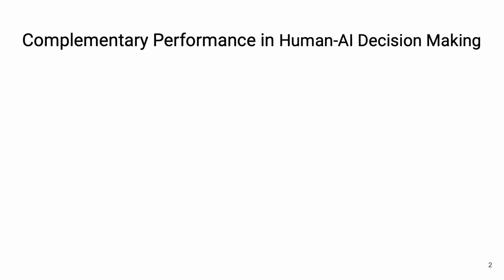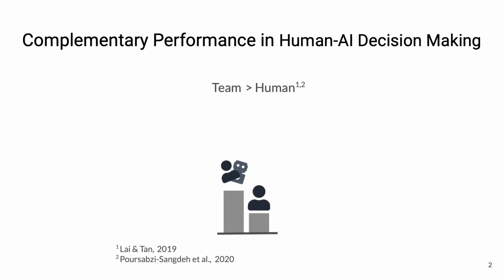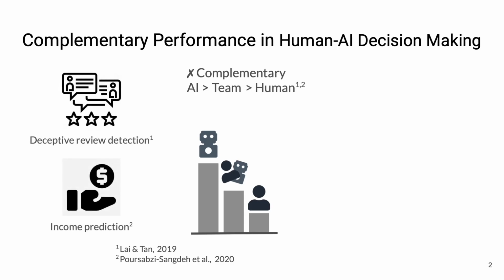An important research topic in human-AI decision-making is to understand how AI assistants can be used to enhance human performance. Previous studies have found that AI assistance improves human AI team performance compared to human alone. However, human AI teams seldom outperform AI alone. This is observed in a wide variety of tasks, such as deceptive review detection and income prediction.